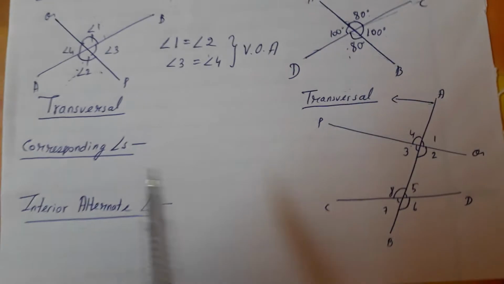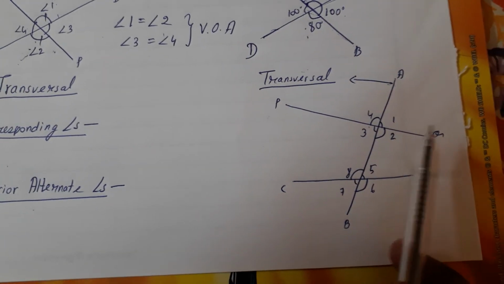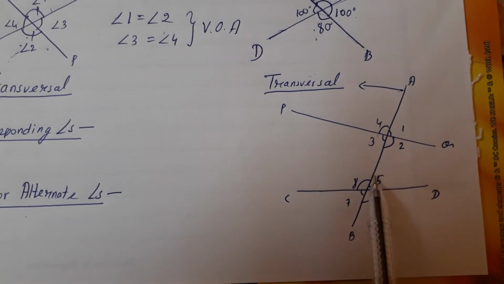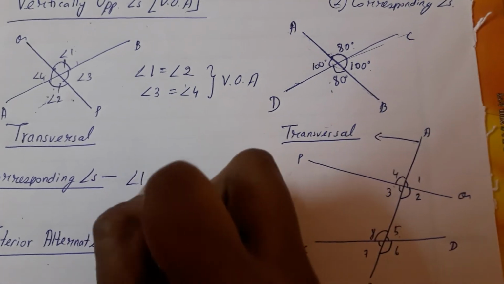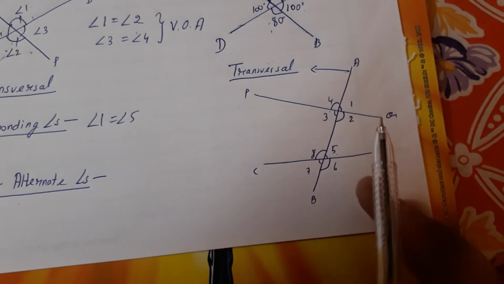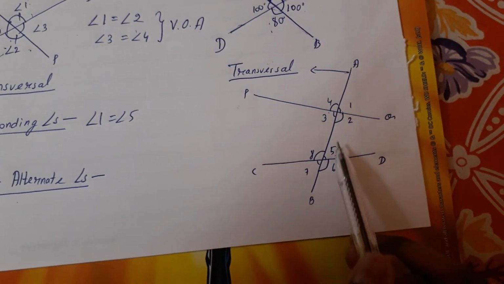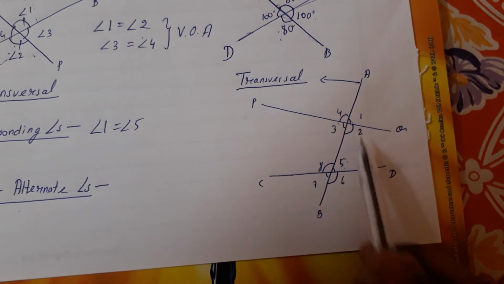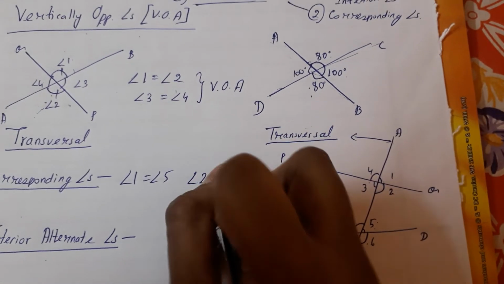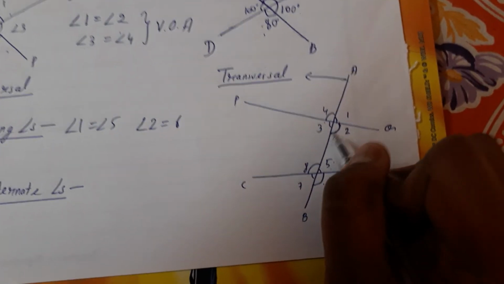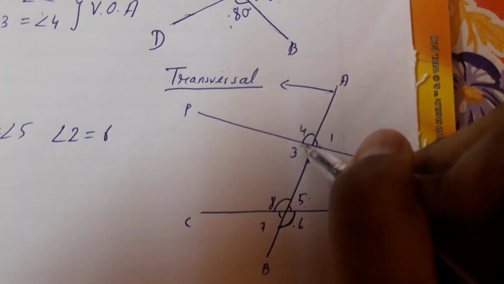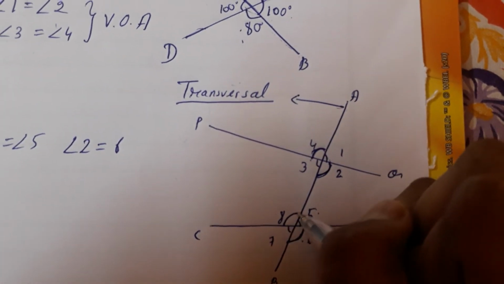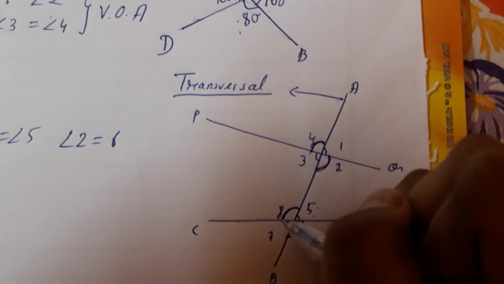So here, corresponding angles: angle 1 equals angle 5. These are the corresponding angles pair. Corresponding angles are always equal. Angle 1 equals angle 5, then angle 2 equals angle 6. Similarly, angle 4 equals angle 8.